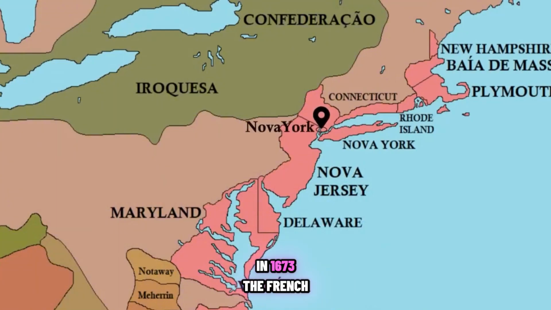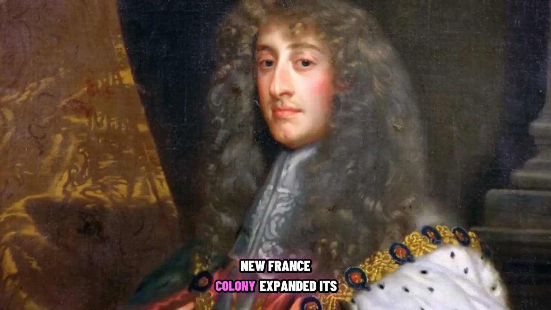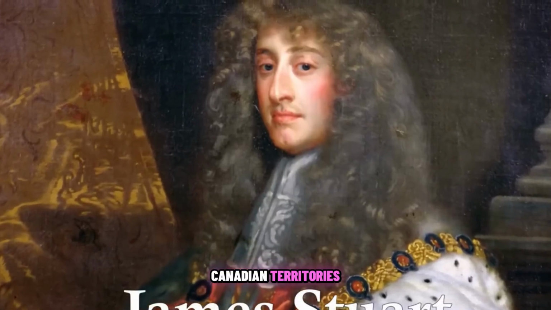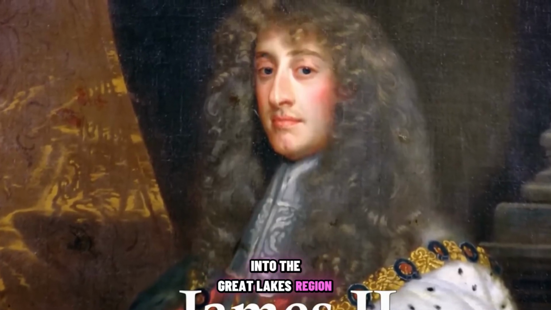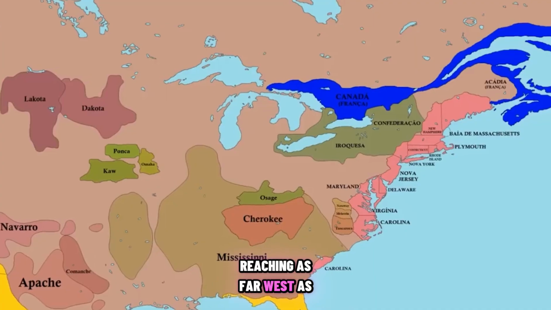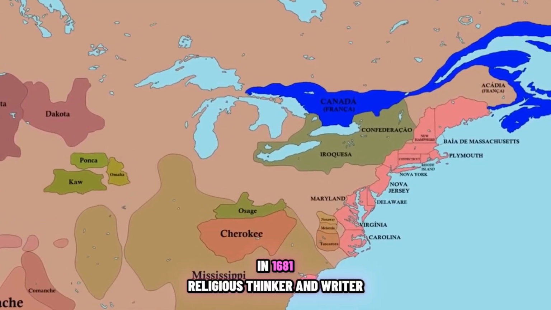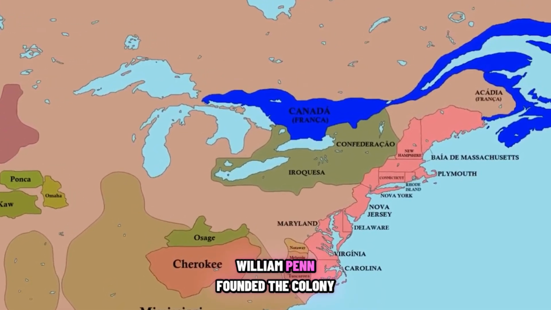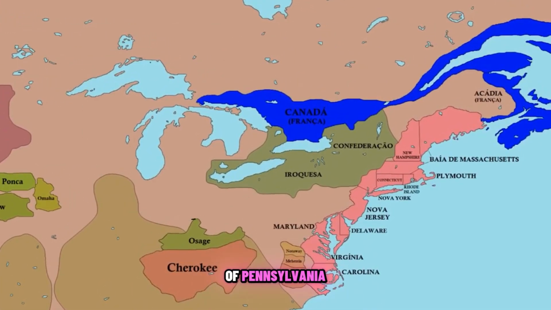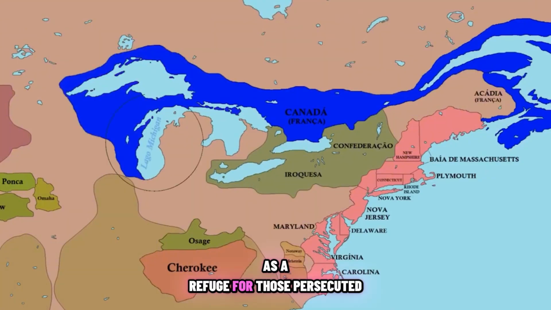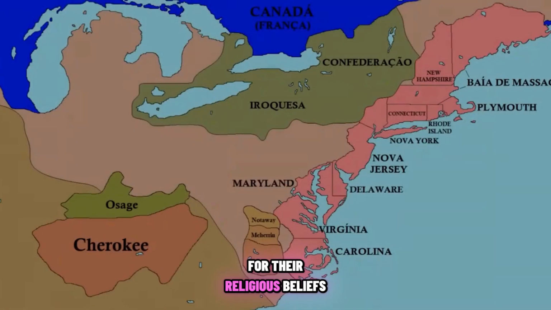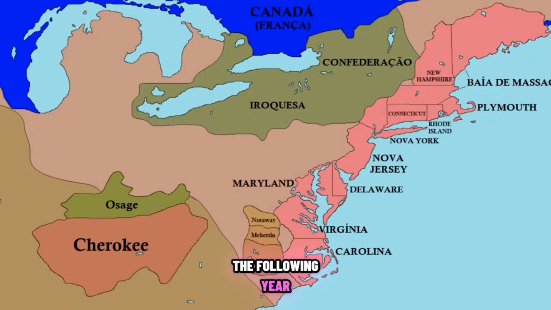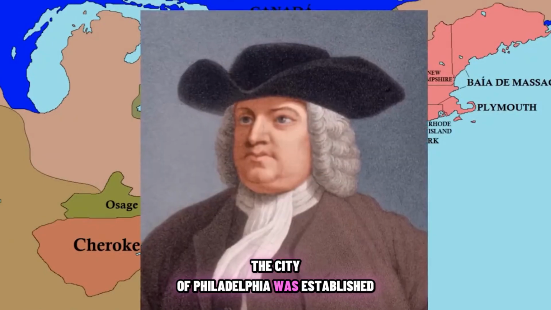In 1673, the French New France colony expanded its Canadian territories into the Great Lakes region, reaching as far west as Lake Michigan. In 1681, religious thinker and writer William Penn founded the colony of Pennsylvania as a refuge for those persecuted for their religious beliefs. The following year, the city of Philadelphia was established.